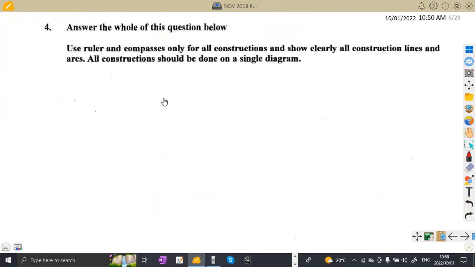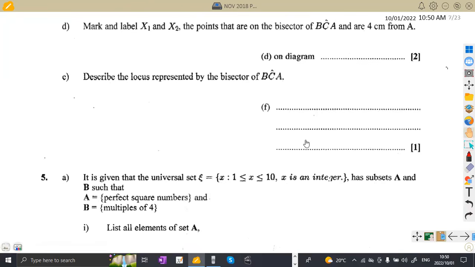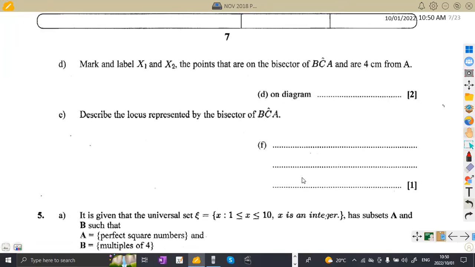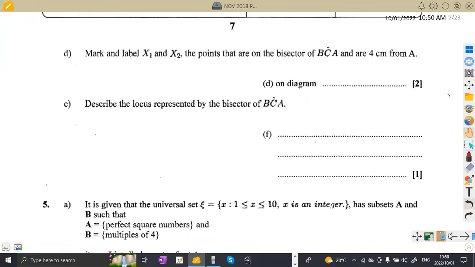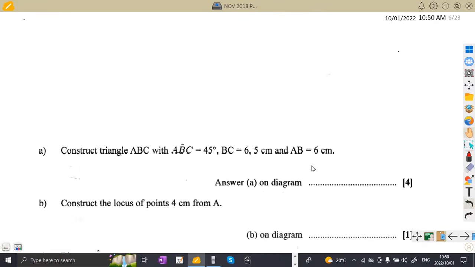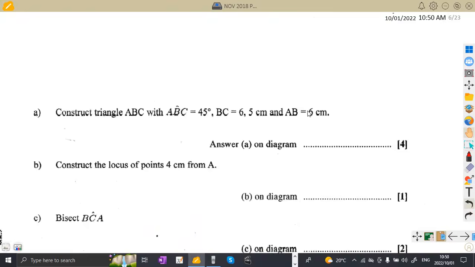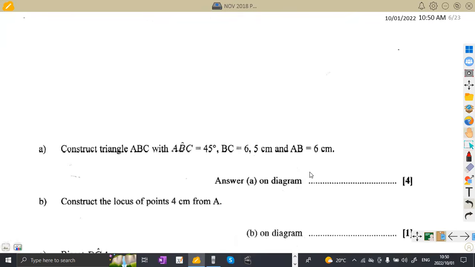All right, so let's see the other part of the question. That was actually part 4, which is a construction type of a question. Answer all of these questions below. Use ruler and compasses or construction, whatever that you're going to have. So where is the question? Let's see the question now. All right, here our question is here.